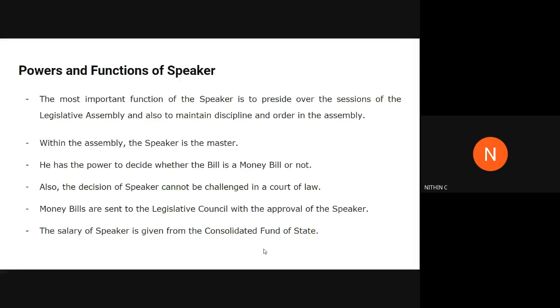Then regarding deciding on the bill, the speaker will be deciding whether the bill that is being submitted is a money bill or not. We will check whether it is a money bill. We will discuss money bills at a later point. So he has the power to decide whether a particular bill is a money bill or not. So these are the main powers.